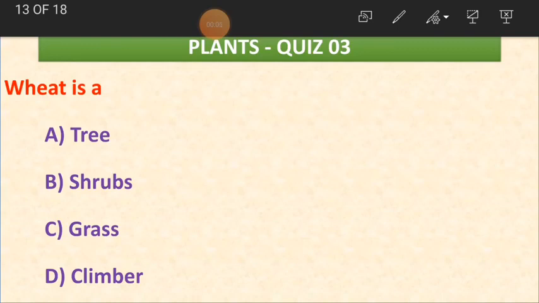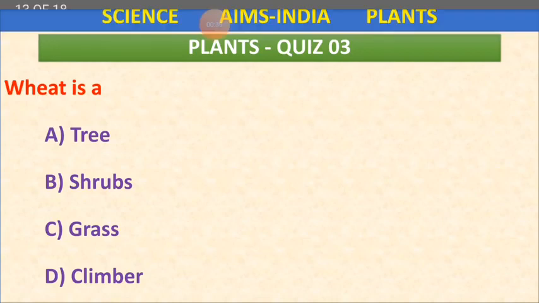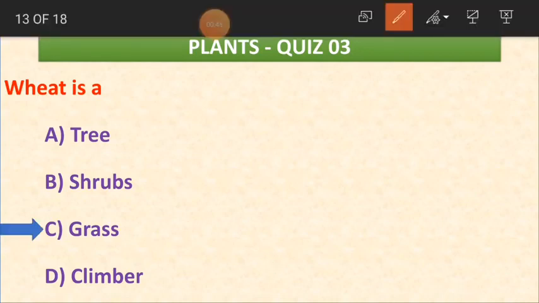Now we'll just look at wheat. What is wheat? Wheat is a dash. So is it a tree? Is it a shrub? Is it grass? Or is it a climber? What type of plant is this? Have you seen a wheat plant, children? Yes. If you have come across this wheat plant anywhere, then you'll be able to easily identify it. So is it a climber, grass, shrub or tree? Any guesses? Yes, wheat is a grass. It is a grass type of plant.